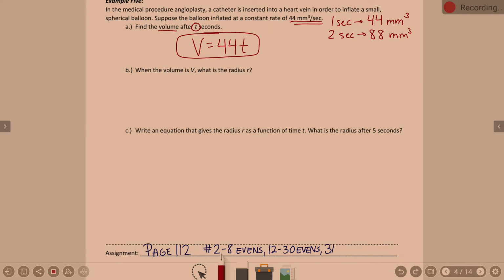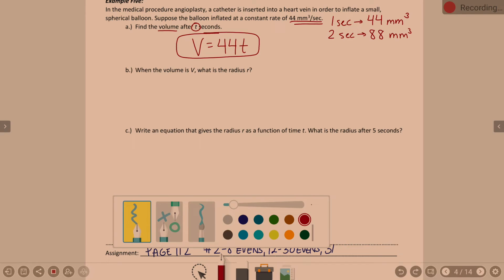Did I break it down enough? We're good now? As opposed to the random first answer of 44t that some of you said, it was right though. I agree, and I'll take it. Doesn't mean I can just move on. I still have to explain, right? Okay. When the volume is V, what is the radius?